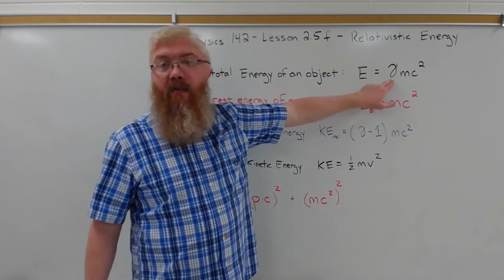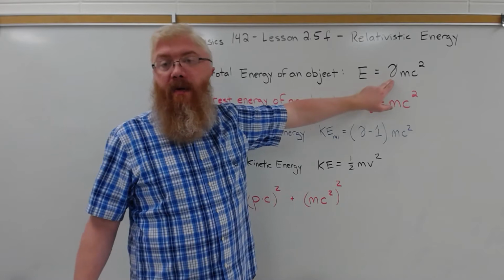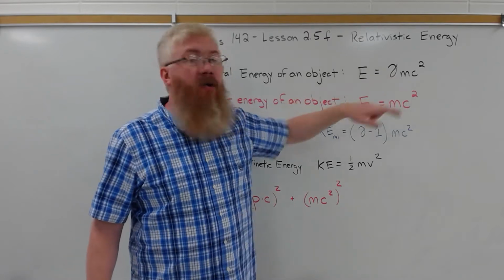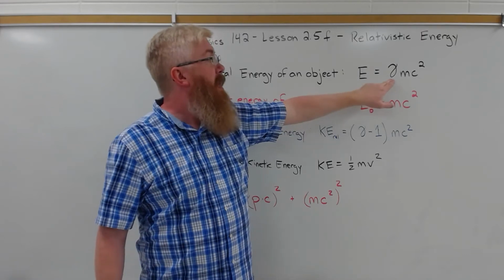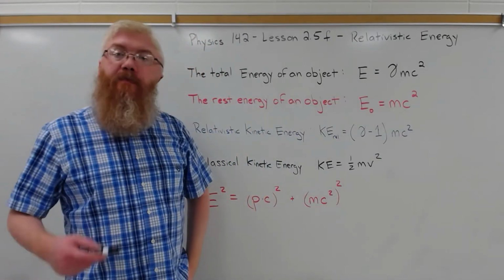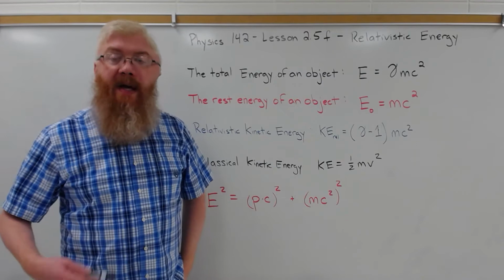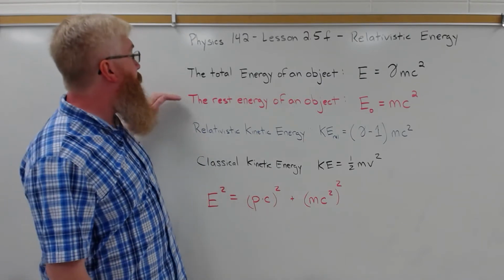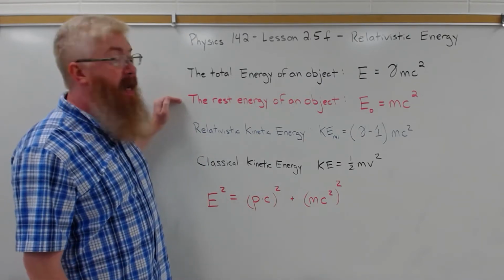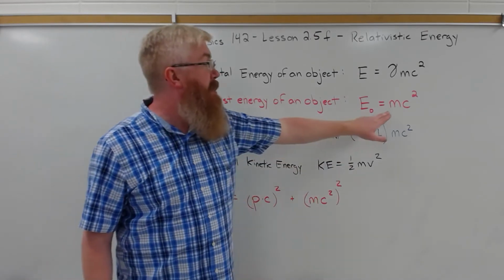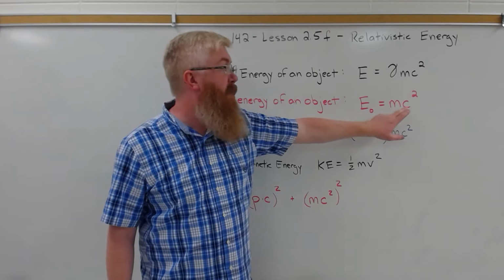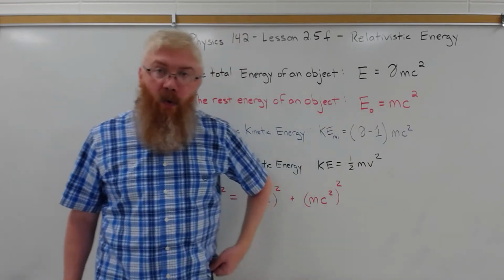Gamma, again, goes anywhere from 1 when the object is at rest, when the speed is 0, up to approaching infinity. So if the speed is 0, if the object isn't moving, gamma is equal to 1, and we end up with what's called the rest energy of the object, shown here in red. E naught is the rest energy. It's just equal to the rest mass of the object times the speed of light squared.